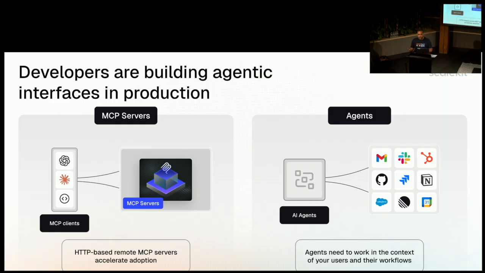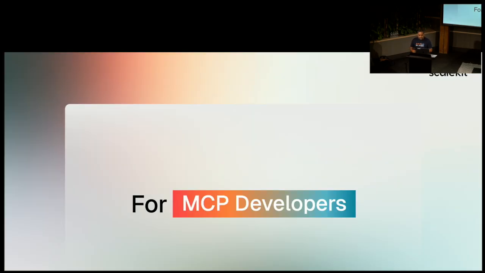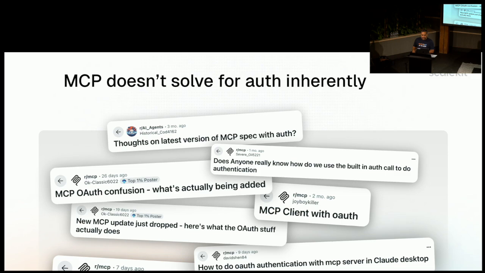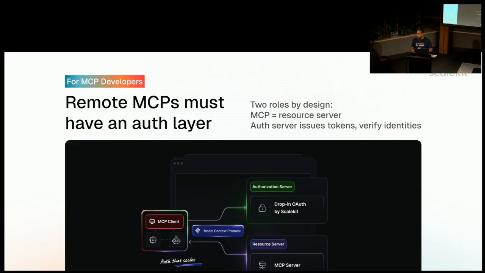So what we'll quickly go through is how we have two solutions: one for developers building MCP and another for developers building agents. For MCP developers, I think auth is not baked in automatically. There's a lot of ongoing discussion among developers building remote MCP servers: how do I add auth and the entire security layer to MCP servers? There are two key roles.